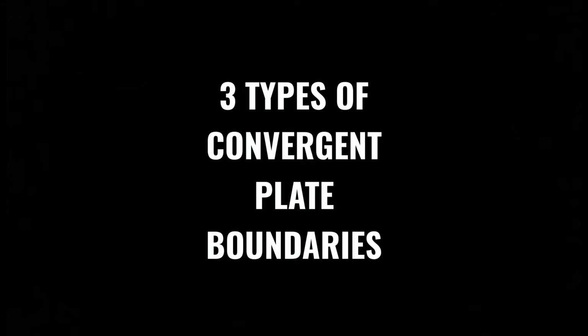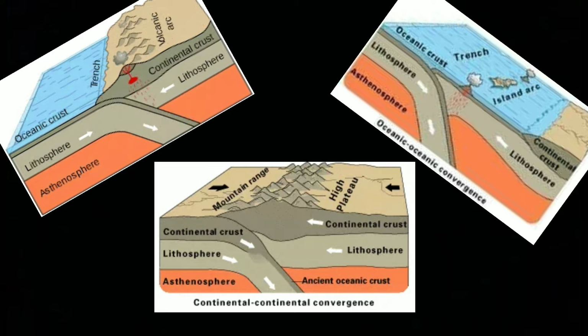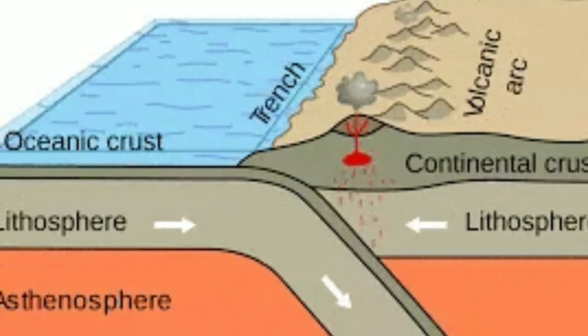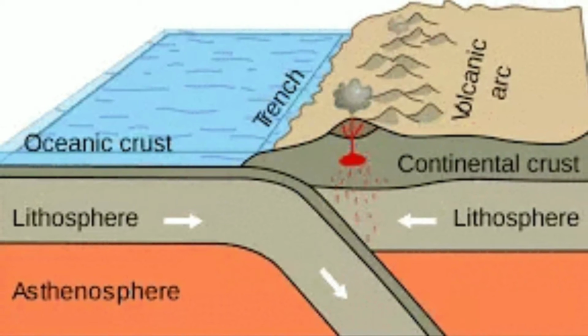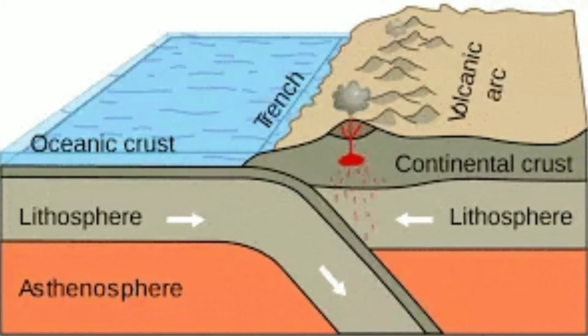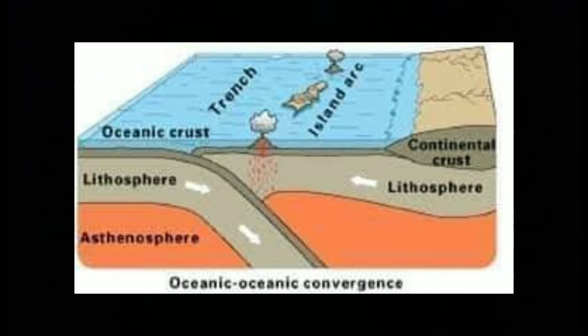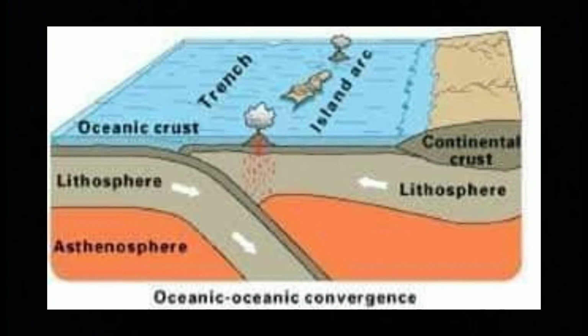There are three principal types of convergent plate boundaries. Those are oceanic to continental convergence, oceanic to oceanic convergence, and continental to continental convergence. Oceanic to continental plate boundaries are characterized by a mountain range where the continental plate lifts up over the subducting oceanic plate, bordered by a deep subduction trench on the side of the oceanic plate. Oceanic to oceanic converging boundaries result in the creation of undersea volcanoes.